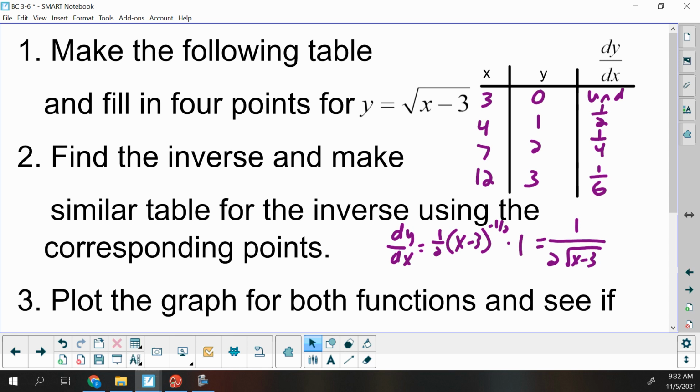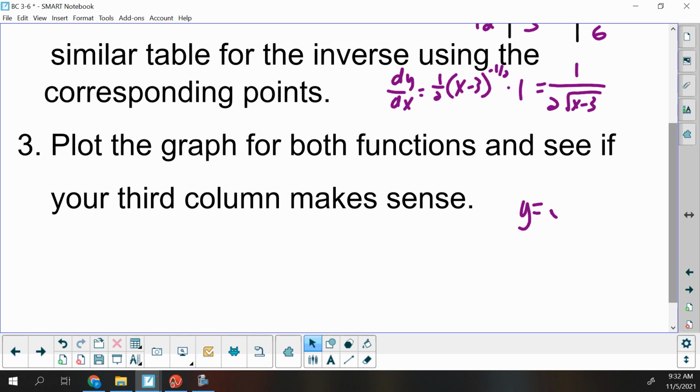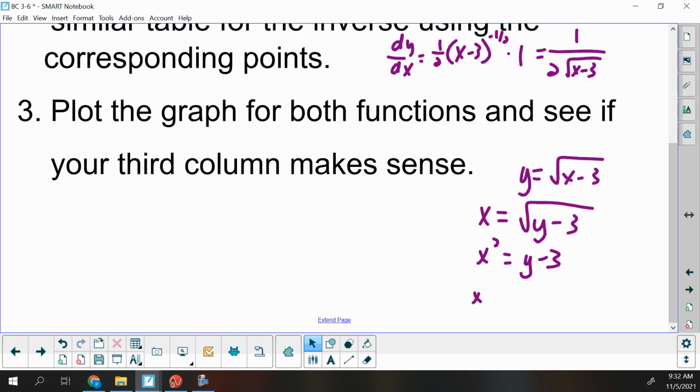So now we want to do the same thing for the inverse. I'm going to go down here so we have some space. And let's find the inverse. We'll switch our x and our y. We'll start by squaring both sides, and then add the 3 over. So we got x squared plus 3 is equal to y, and then I'll make that y inverse.